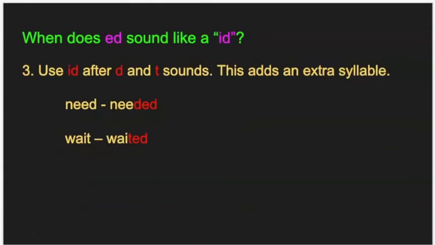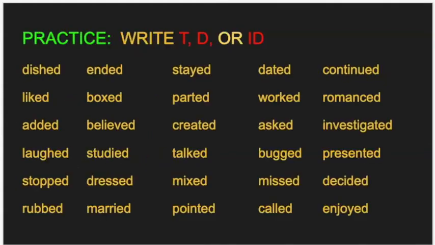And then the third way that we can pronounce ed is if it's like an id, id. So we use id after d and t sounds. This always adds an extra syllable, which makes it kind of interesting, okay? So if the word was need, the past tense would be needed. Wait, waited. So these 3 rules will help you understand how to pronounce, and so now we're going to practice.